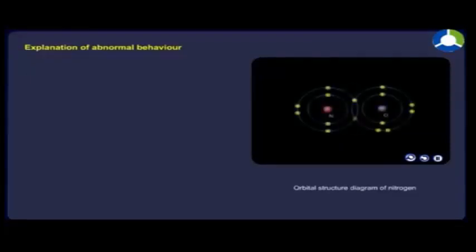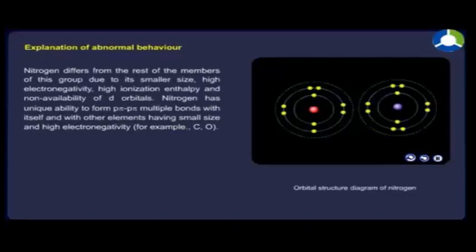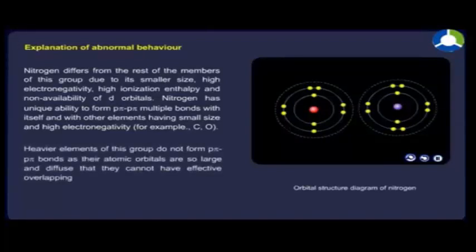Explanation of abnormal behavior. Nitrogen differs from the rest of the members of this group due to its smaller size, high electronegativity, high ionization enthalpy, and non-availability of d orbitals. Nitrogen has unique ability to form p-pi multiple bonds with itself and with other elements having small size and high electronegativity. Heavier elements of this group do not form p-pi bonds as their atomic orbitals are so large and diffuse that they cannot have effective overlapping.